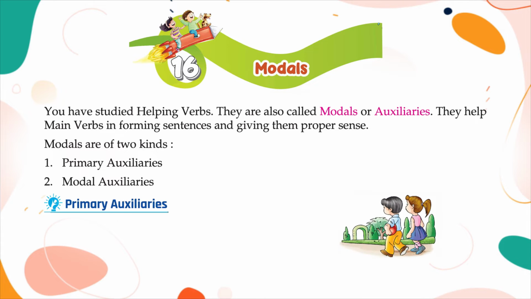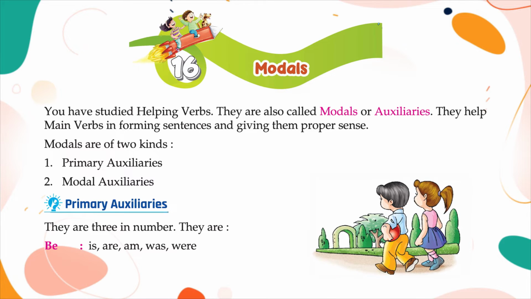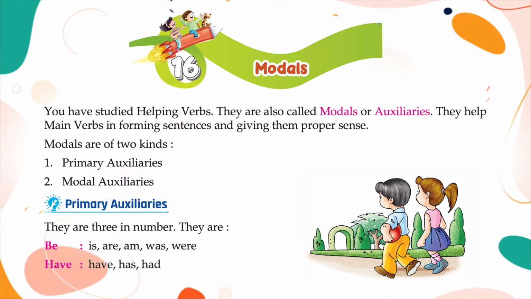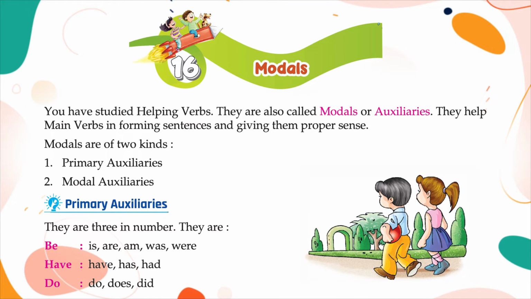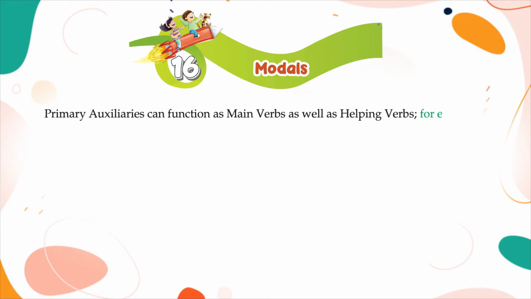Primary auxiliaries. They are three in number: be (is, are, was, were), have (has, had), and do (does, did). Primary auxiliaries can function as main verbs as well as helping verbs. For example, primary auxiliaries as main verbs.